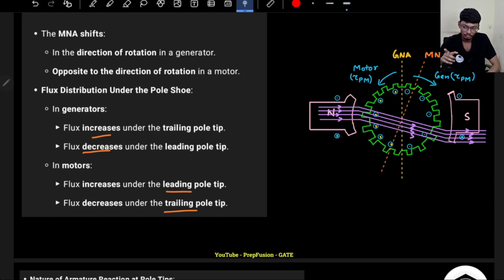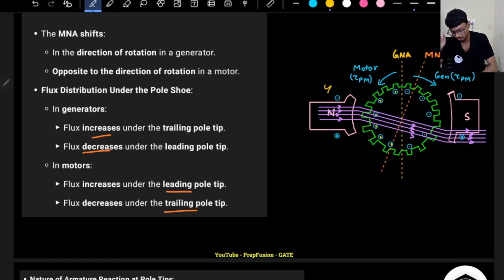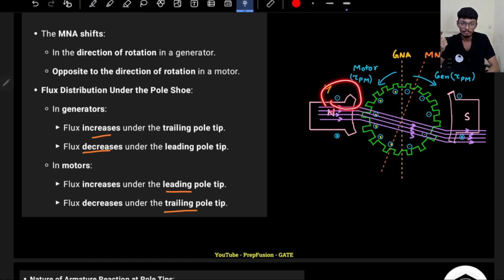But I already have told you that one of the pole tips can go to saturation. Like, let's say total I have 8 flux lines, so at the top I will have 4 flux lines, in the bottom I will have 3 flux lines, right? Although it should have been 5 flux lines in the top, due to saturation I can only support 4 flux lines, and here in the bottom I have 3 flux lines.